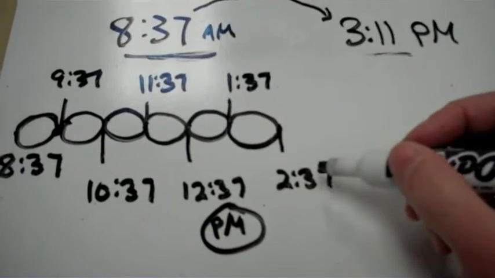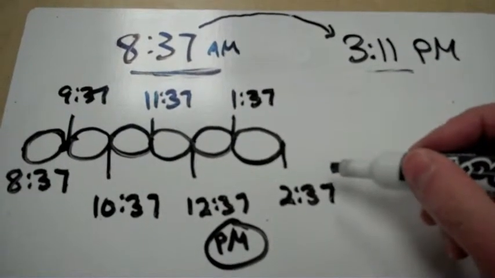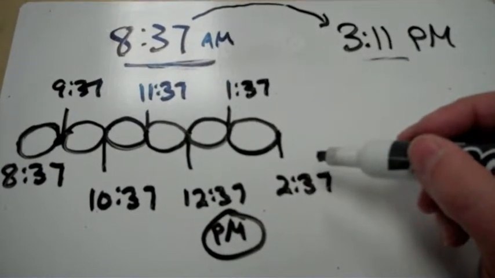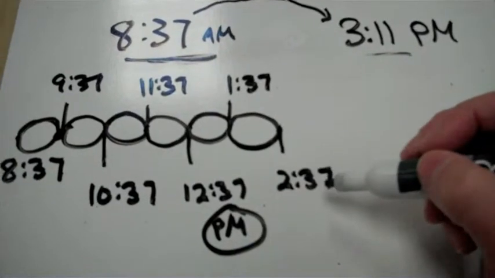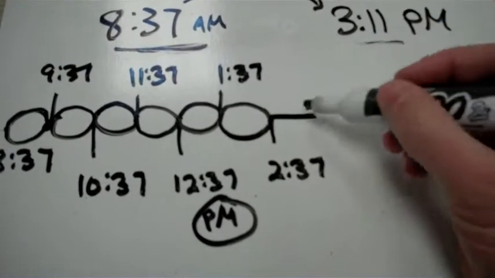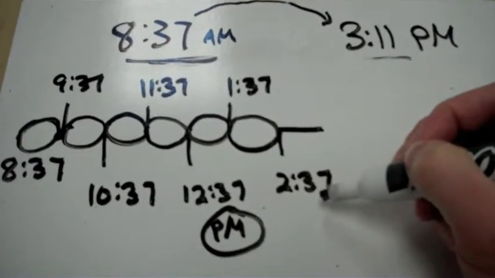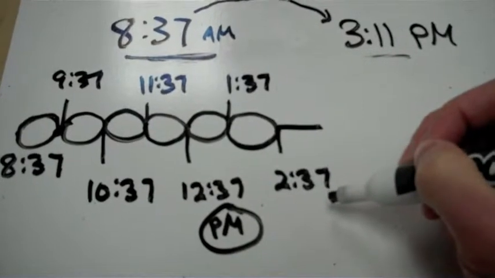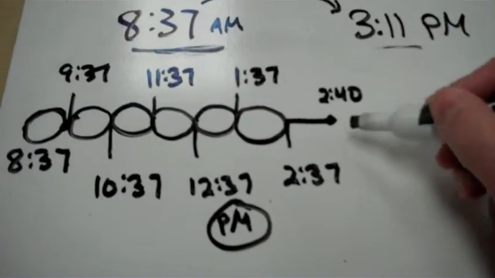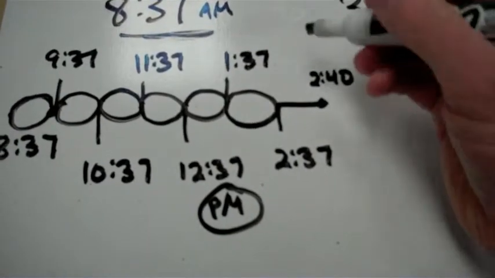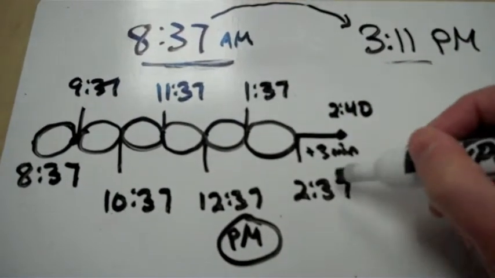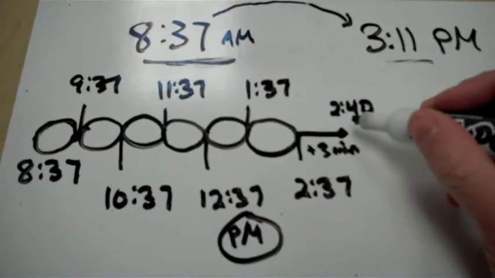So instead, I'm going to start counting by minutes. And when I count by minutes, I usually like to count by fives. I count by fives because that's the interval that we see on the clock most often. It's hard to count by fives starting from 37, so I'm just going to add some minutes until I get to the next multiple of 5. And the next multiple of 5 after 37 is 40. So I'm looking for 2:40 here. That's 3 minutes. 2:37 plus 3 minutes equals 2:40.